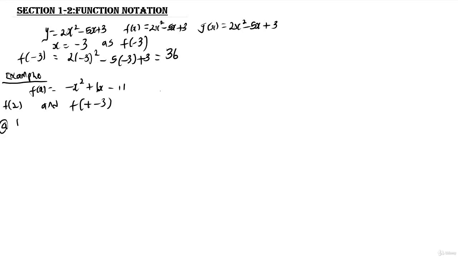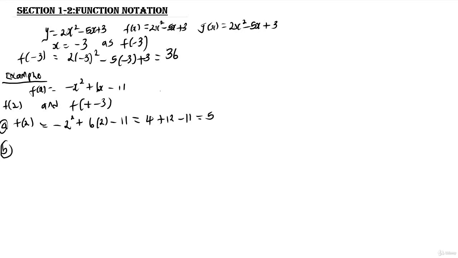So let's look at the first one, f of 2. What does this mean? This means that whenever we see s, we're going to plug in 2. So f of 2 is equal to minus 2 squared plus 6 multiplied by 2 minus 11. Minus 2 squared is 4. 4 plus 6 times 2, which is 12, right? So this is 4 plus 12 minus 11. 4 plus 12 is going to give us 16. 16 minus 11 is going to give us 5. So this is the answer.